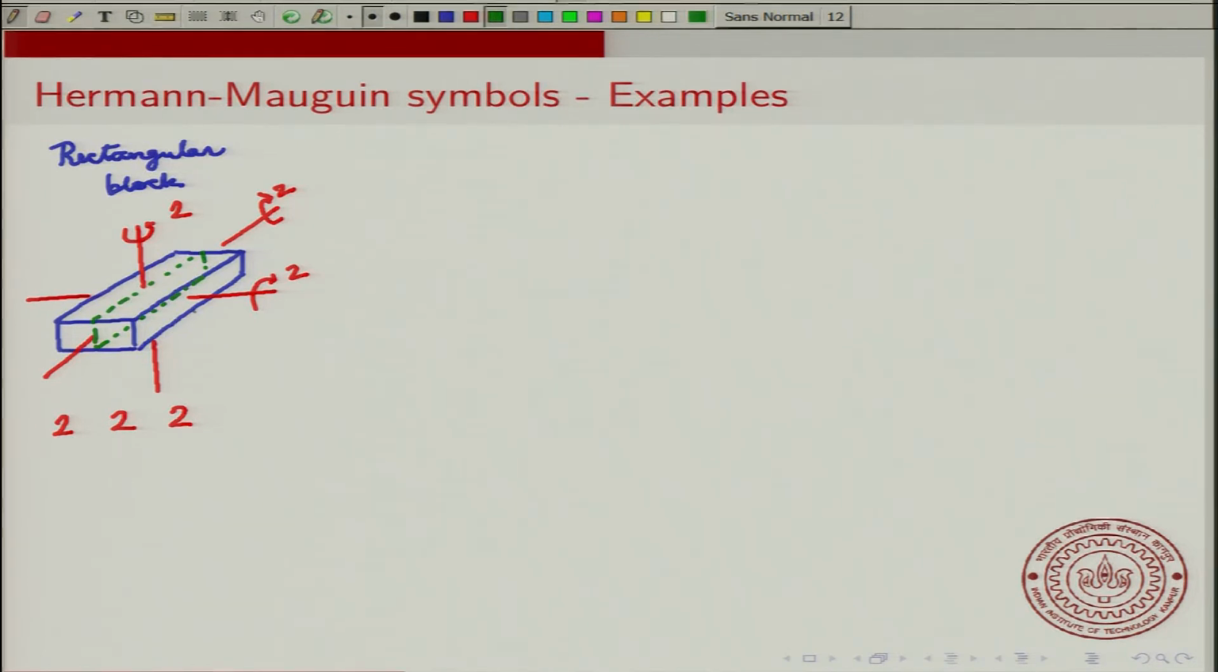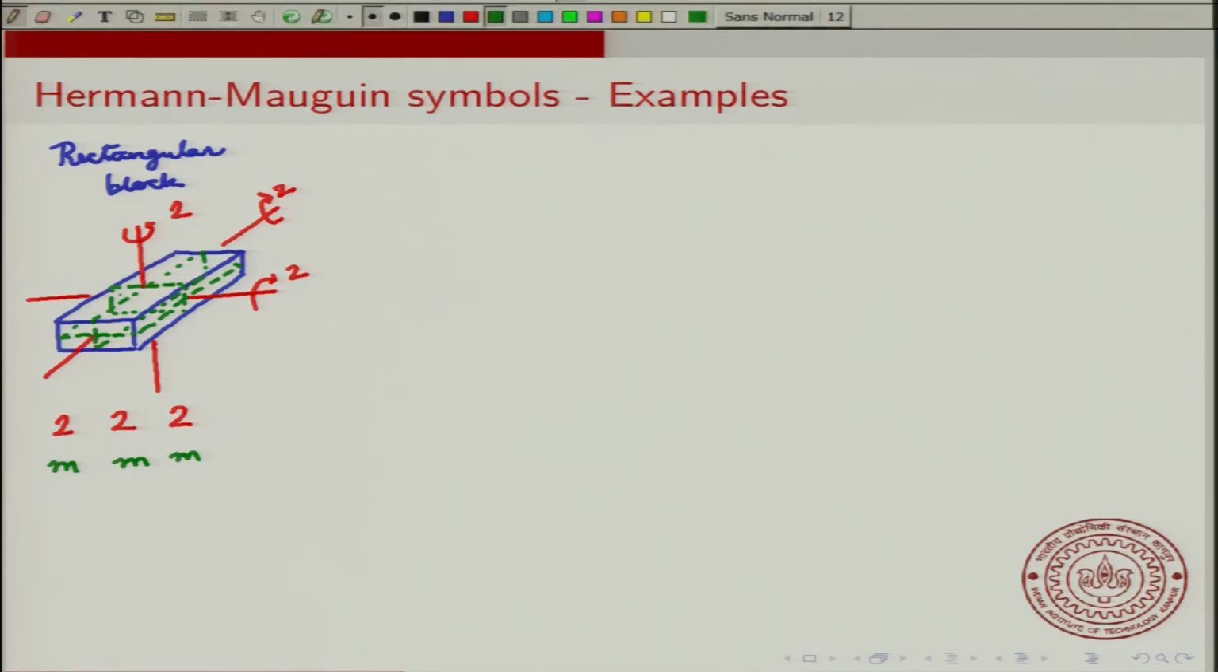Those that contain one that will look like this, and a third one that will be perpendicular to this. So those will be the three mirror planes. So you have three mirror planes, and notice that each of these mirrors is perpendicular to one of the axes.